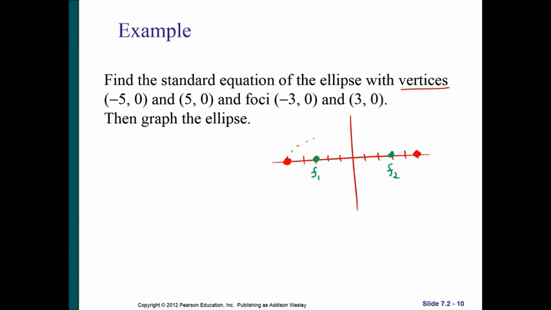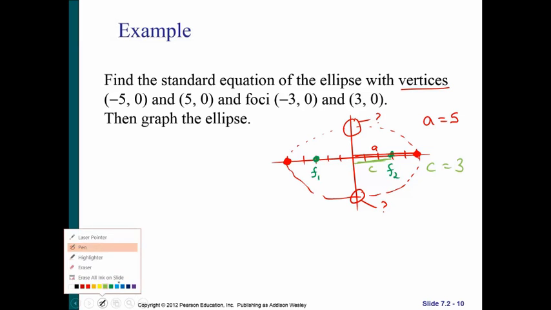It's going to look something like this, probably. But what we really would like to know is, what are these points? And so we know that a is equal to 5. That's this distance from here to here. c is equal to 3. And what we're looking for is b.